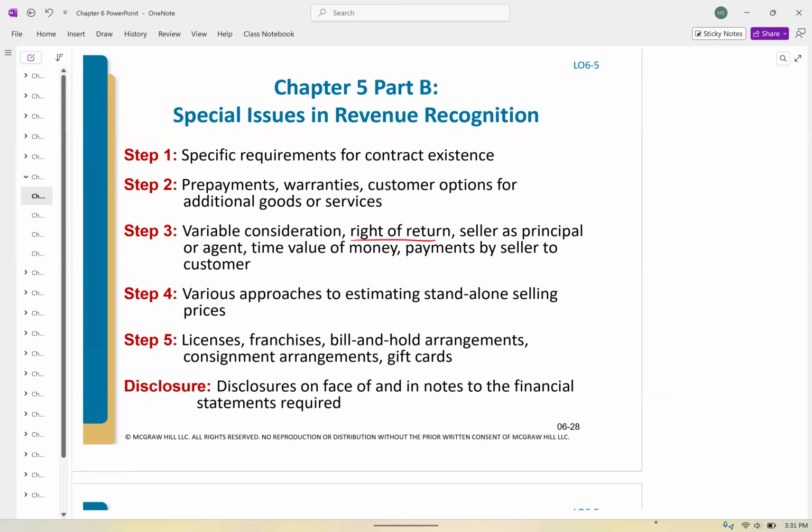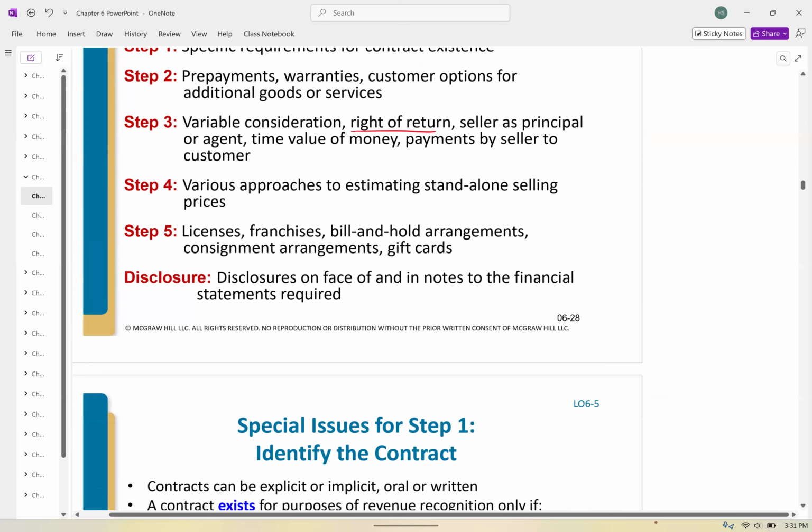Management sometimes has incentive to perpetrate fraud because they may have a bonus based on net income or something like that and stock prices. Disclosures on the face of and notes to the financial statements are required.